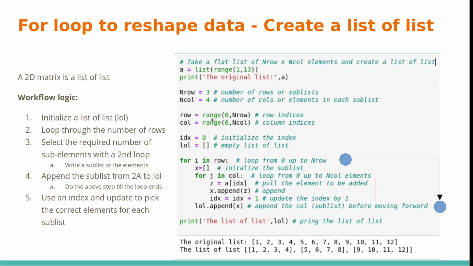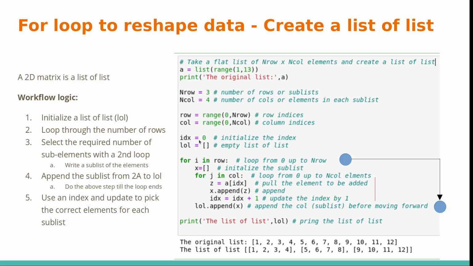This lowercase row is the index, and the index goes from 0 to n row. Since I have not given a step size, it goes in increments of 1. N row is 3, which means it's going to create 0, 1, 2 as the elements of the range. Remember, the first number is inclusive, the second number is exclusive. Similarly for columns, ncol is 4, so it's going to go 0, 1, 2, 3.